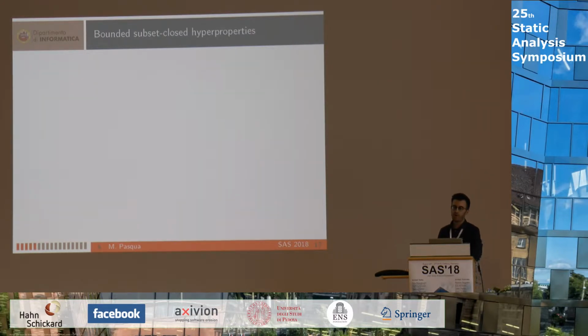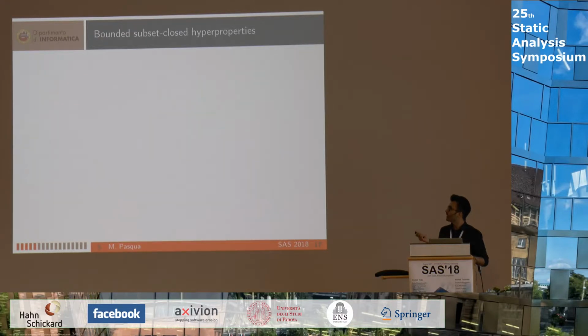Among all hyperproperties, there are some which are easier to verify. For instance, we have the subset closed hyperproperties. A subset closed hyperproperty is a set of sets which is subset closed, and so for this kind of property, in order to show that a semantics is not contained in the hyperproperty, we just have to show a counterexample, which is a subset of the semantics. This does not really help us so much, because in the worst case, we have to show the full semantics.